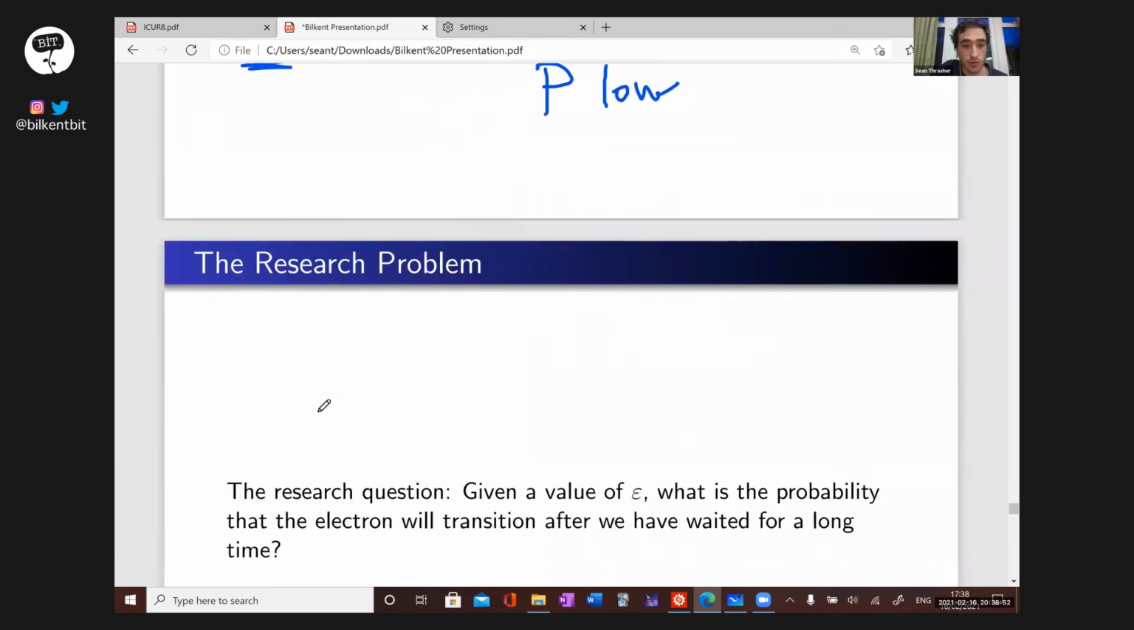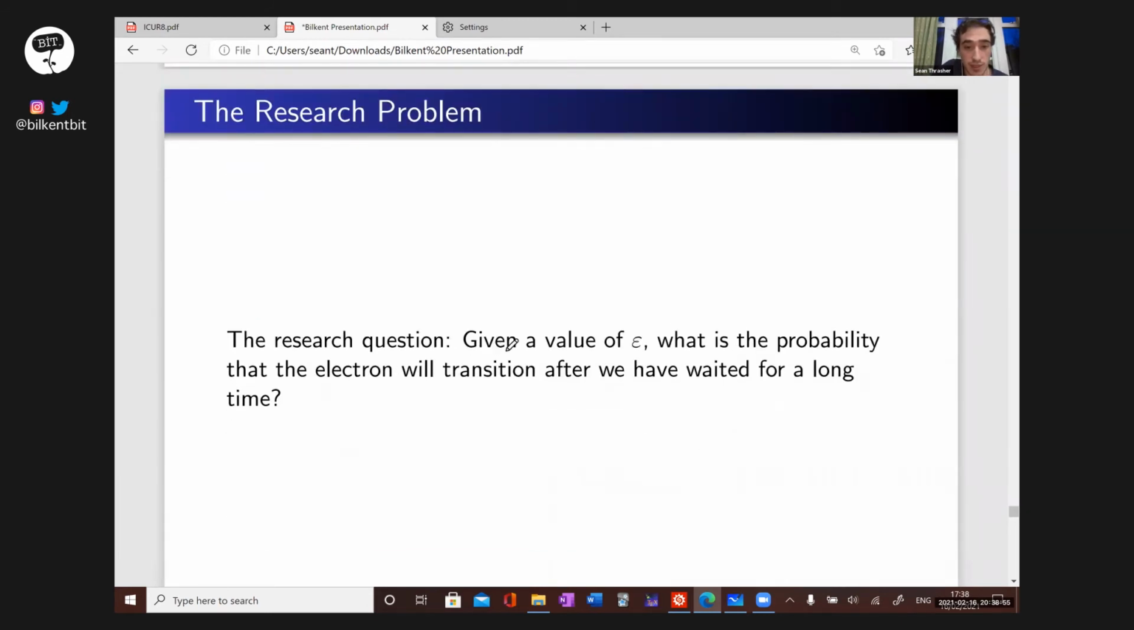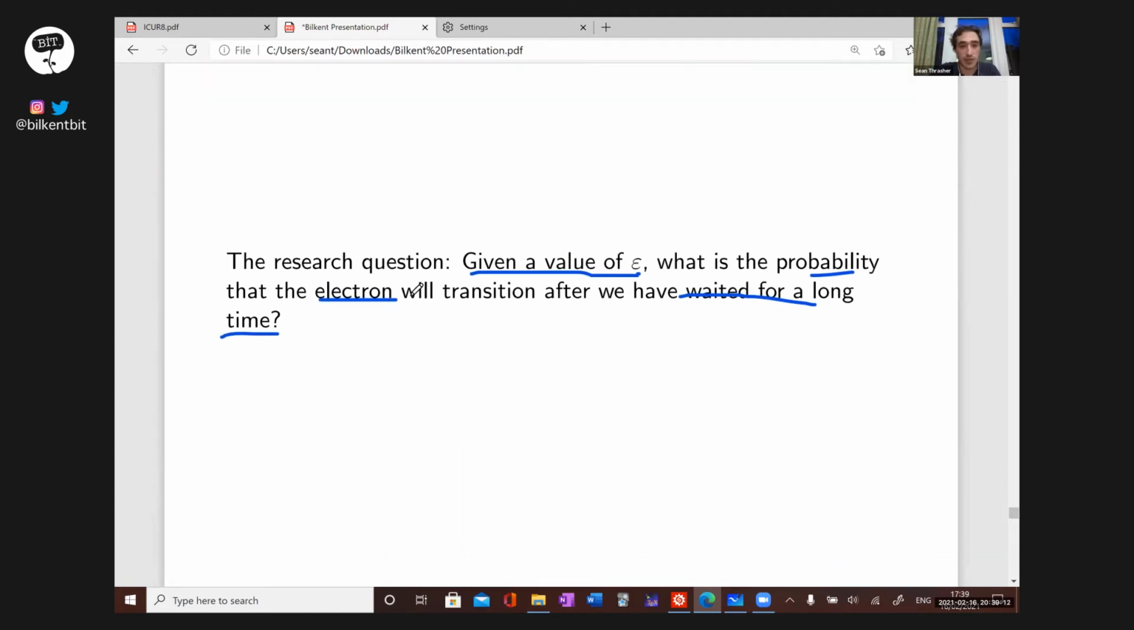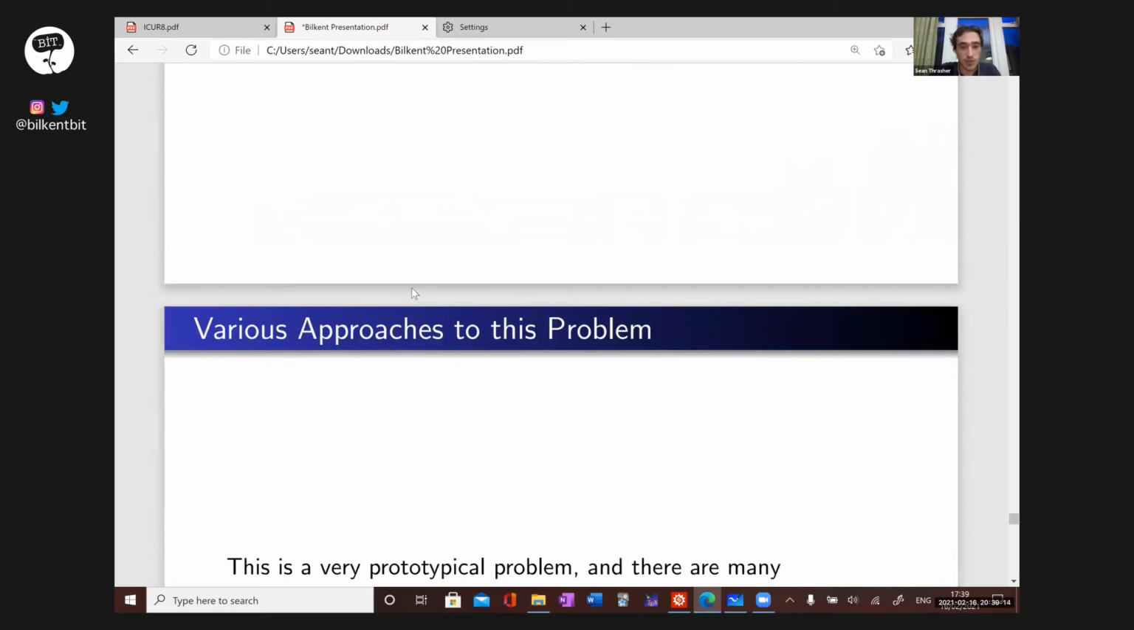So the question is, given a value of epsilon, so if you know how much the wobbling is, what is the probability that the electron will transition after we have waited for a long time? I know that I've introduced quite a bit, so I'll just pause here and wait if there are any questions.